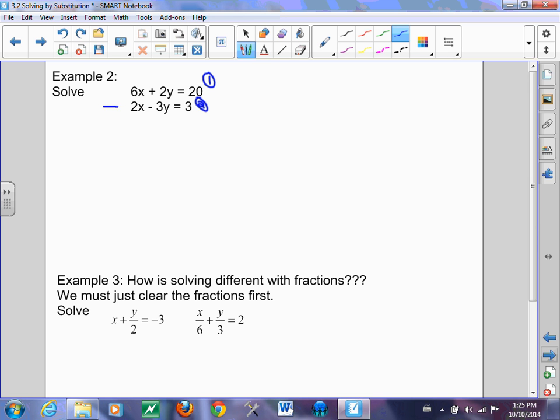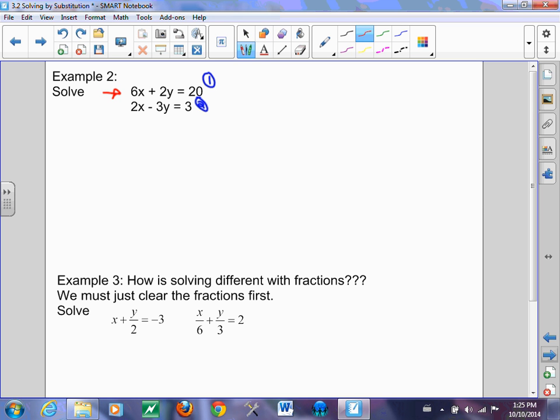If I take a look at equation 2, if I rearrange for x, do you notice there's going to be a fraction there? And if I rearrange for y, there's going to be a fraction there. So I'm going to try not to use the second equation, I'm going to try to use the first equation. If I rearrange for x, do you notice I'll have a fraction?